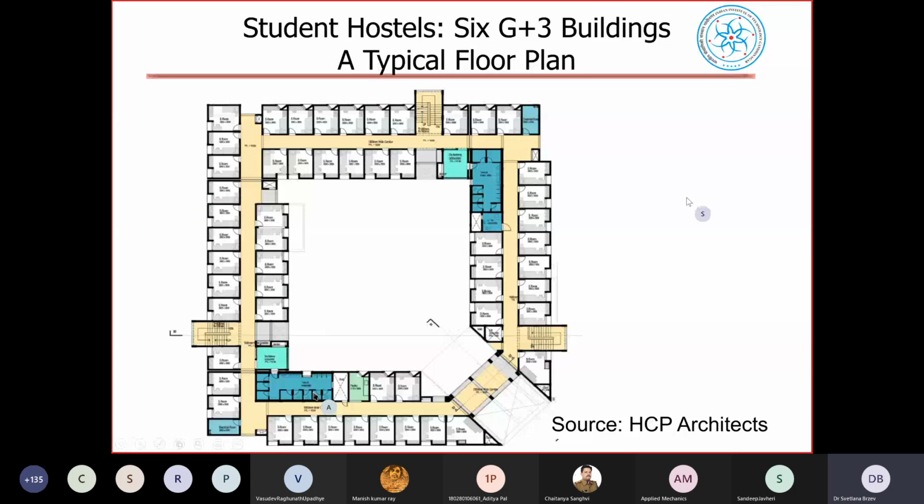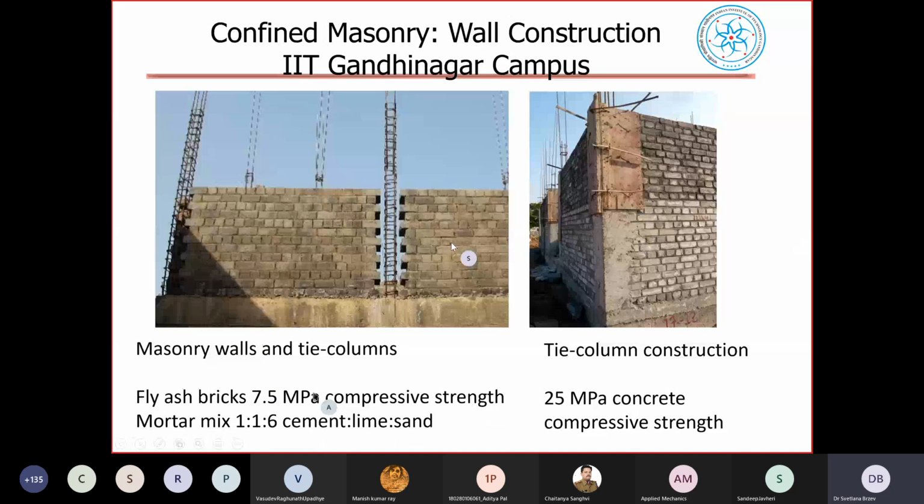So these are plans. This is a plan of a typical confined masonry hostel at IIT Gandhinagar. You can see it looks similar to any other hostel anywhere else in India, but the details of construction reveal that it is confined masonry.